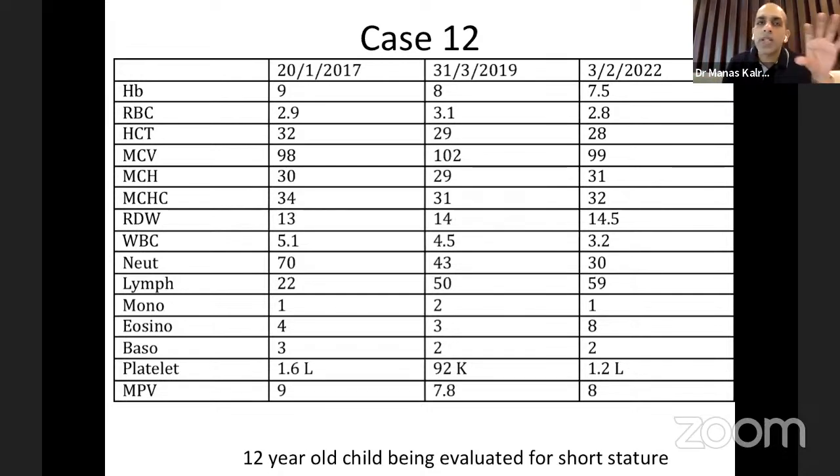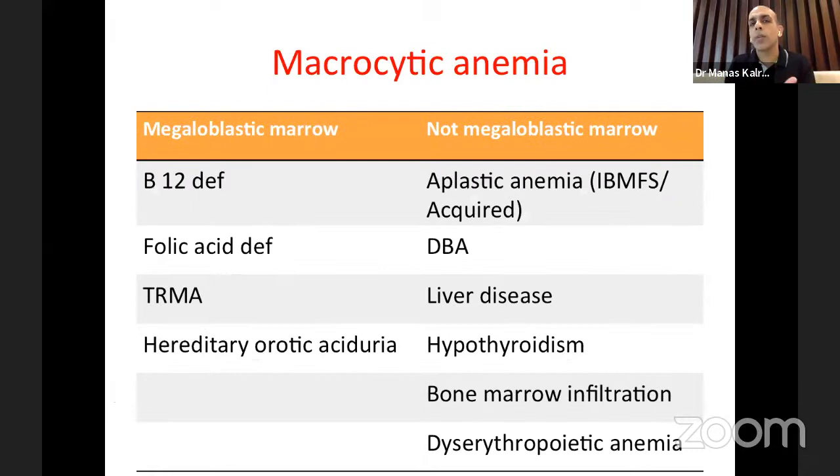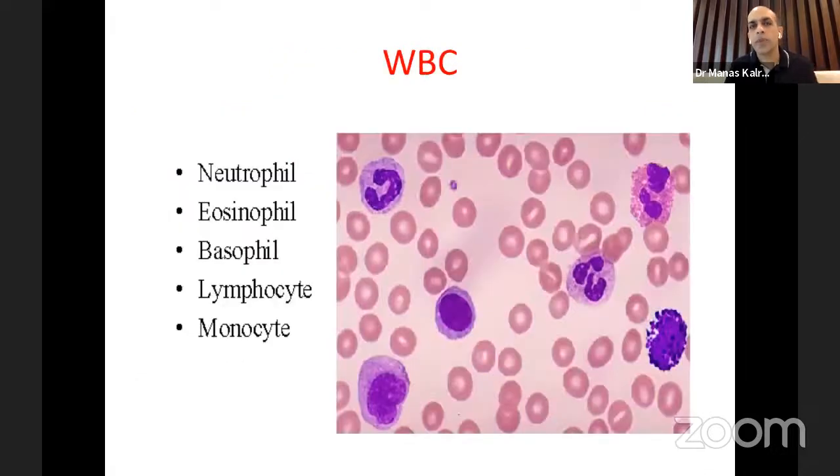So please remember that just by looking carefully at CBCs, serial CBCs, and writing them in your investigation chart, you are able to make a diagnosis. So macrocytic anemia can be many, many conditions. And in fact, if you start developing cytopenias in a Fanconi patient, you may be progressing towards aplastic anemia, or you may be progressing towards a myelodysplastic syndrome.